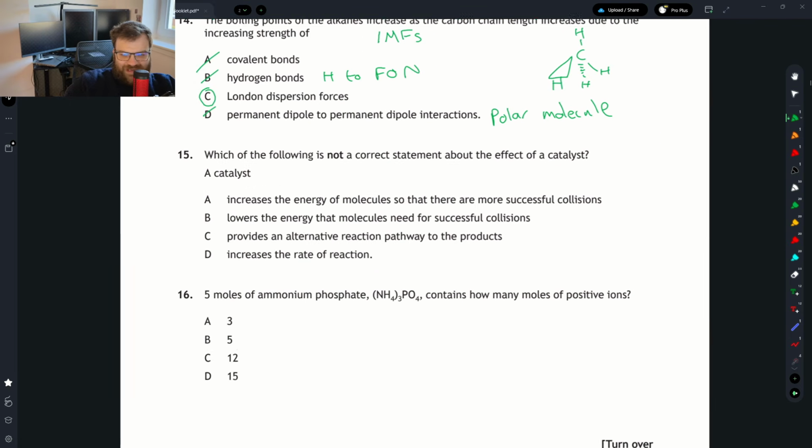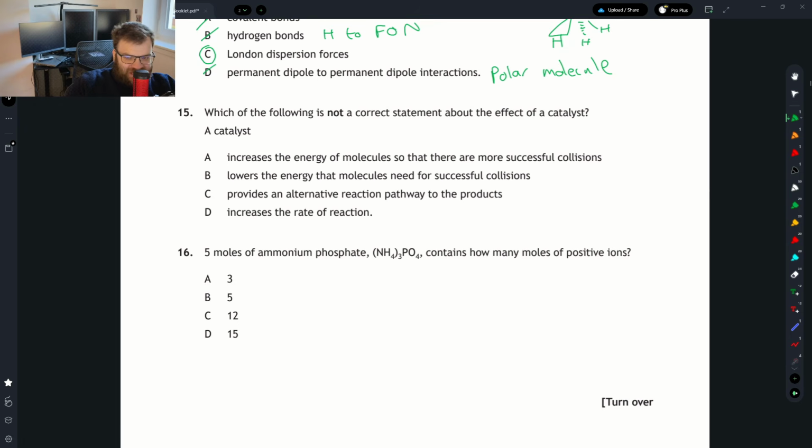Next one, talking about what a catalyst does. A catalyst lowers the activation energy. That is the energy needed for a successful collision. That is a true statement, so not our answer. Increases the energy of the molecule, so they're more successful collisions. That is incorrect. This would be achieved by increasing the temperature. Then you provide more kinetic energy to those molecules.